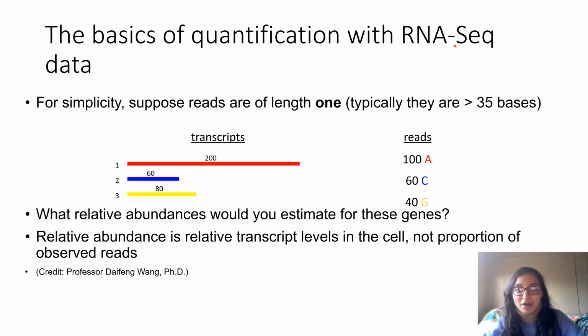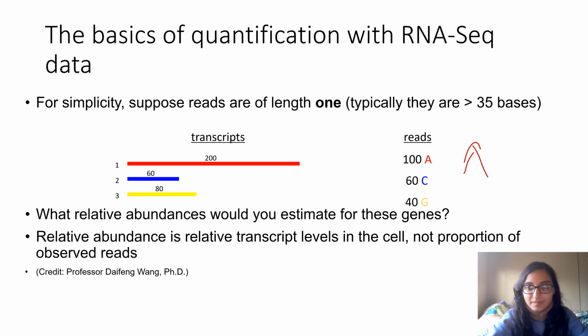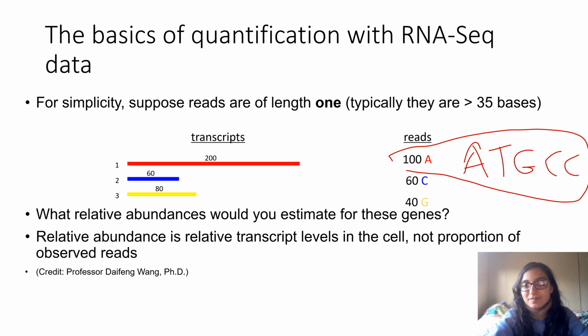So how do we currently quantify with our RNA sequencing data? We can suppose that reads are of length 1. Typically, there are about 35 bases. But typically you would expect a read could be like A, T, G, C, C, or something like that, 35 different bases in this read. We could also have maybe another read, T, A, T, G, C, C. For now, we're just going to pretend that there's just one read here. These are the reads of the lengths.